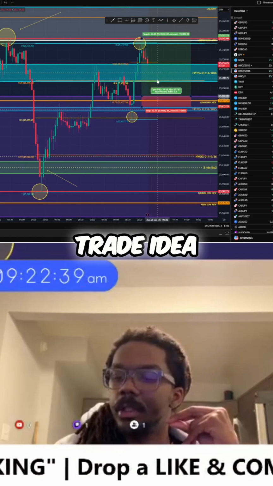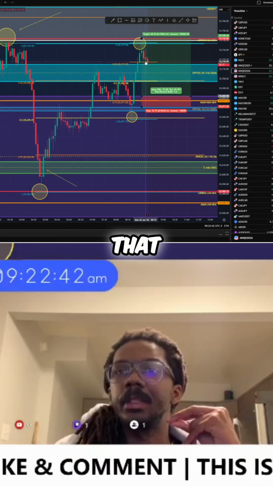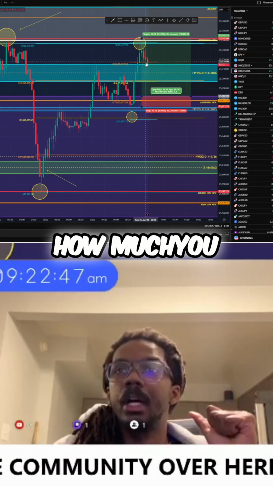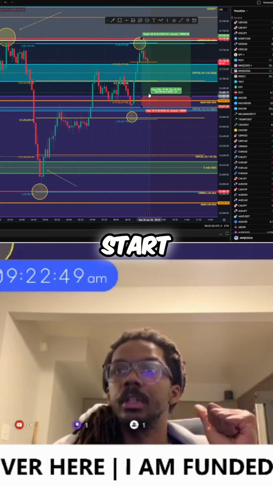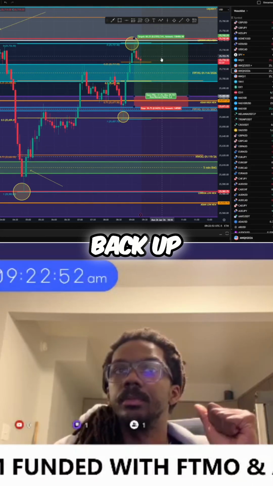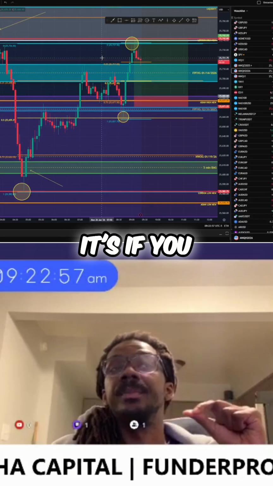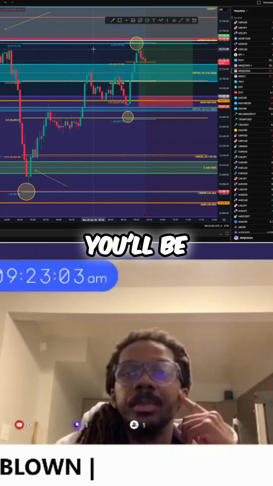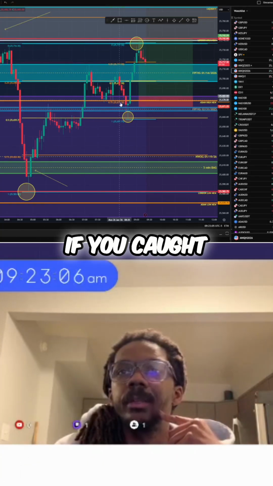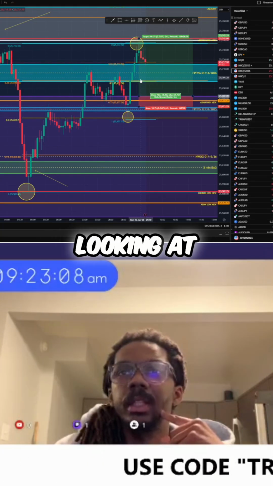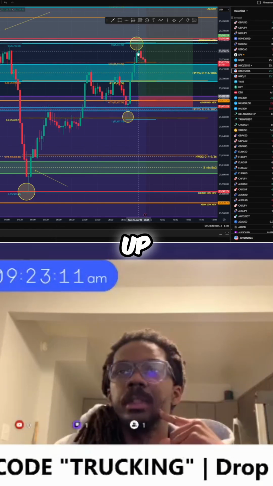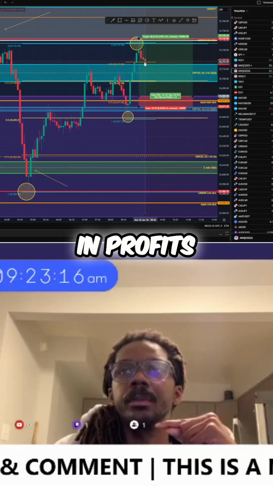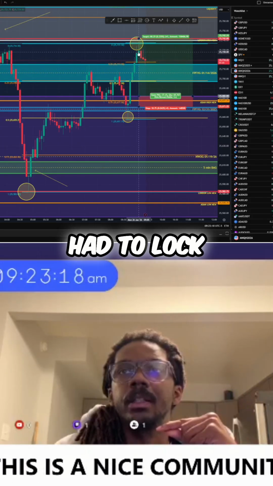Even though I got this little trade idea on my chart, it's not something that I'm just going to be taking right off the rip. I want to see when the market opens, how much we want to start going down before we come back up. That's why, if you just wait until 30 minutes after the market opens, you'll be so much happier in life. Because even if you caught this trade that I was telling you about, going up, you've got to be taking profits, right? I wouldn't want to still be holding that buy if I was in profits right there. So I would have had to lock that in.